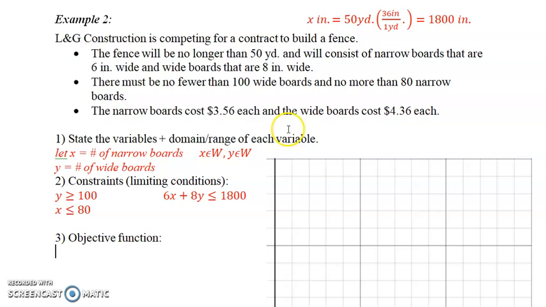The objective function comes from the cost. So we'll use C for cost. Cost is going to equal $3.56 X, because that's the narrow, plus $4.36 for the Y. So there's your objective function.